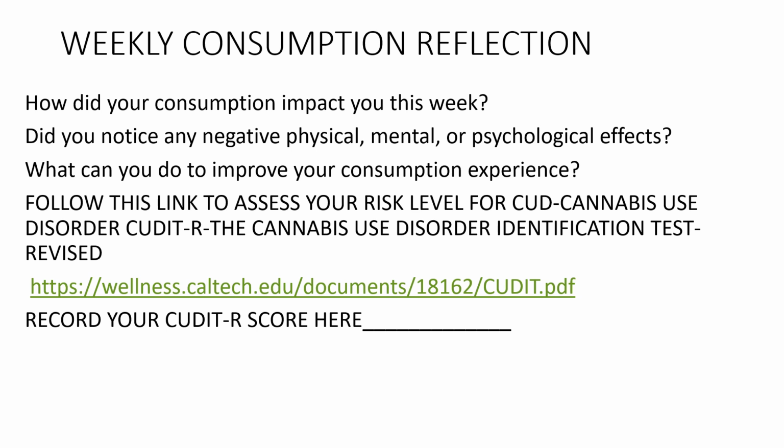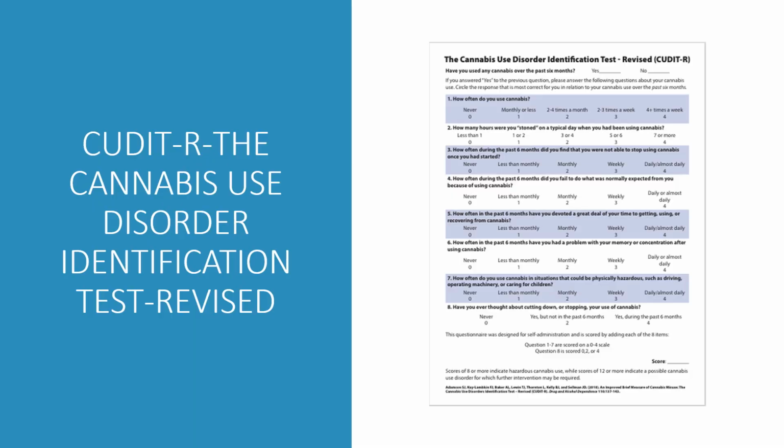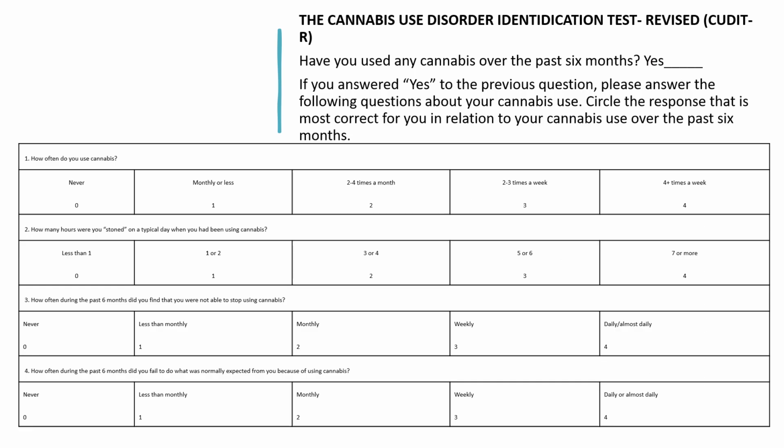And once you've done all of that, you can follow this link and assess yourself for cannabis use disorder and record your score here. So here's what the Cannabis Use Disorder Identification Test, CUDIT, looks like. This is the tool that you can use every week to monitor your risk level for cannabis use disorder. So you begin the CUDIT by answering the questions. Have you used any cannabis over the past 6 months? And if the answer is yes, you move on to the questions in the boxes.